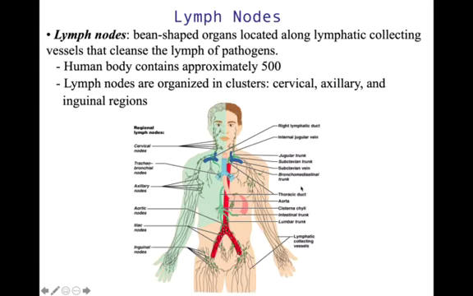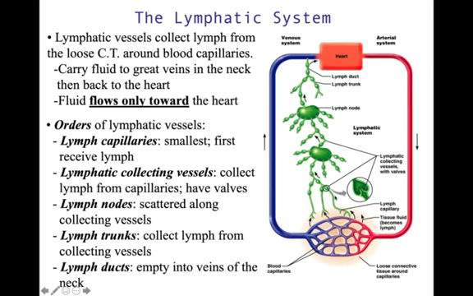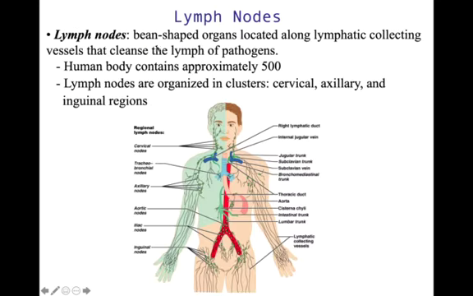Now, if we go back to this slide, scattered along the lymphatic collecting vessels, not only do we have valves, we also have these structures here. These are called lymph nodes. Lymph nodes are bean-shaped organs scattered along lymphatic collecting vessels that cleanse the lymph of pathogens, such as viruses and bacteria. By the time the lymph reaches your subclavian veins, highlighted here in blue, we make sure we have clean lymph. We don't want any microorganisms or pathogens traveling within our cardiovascular system.